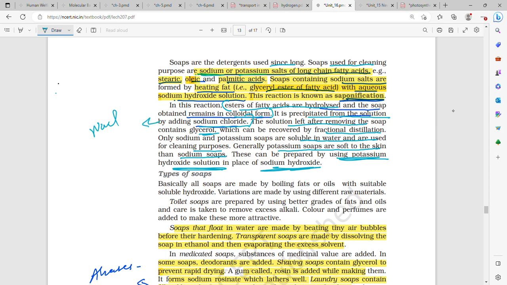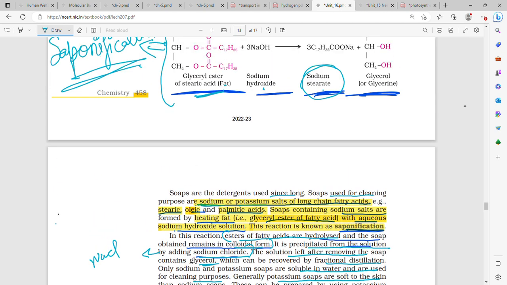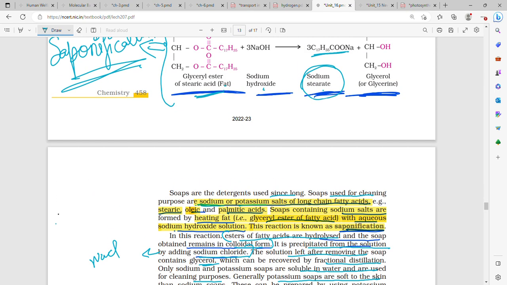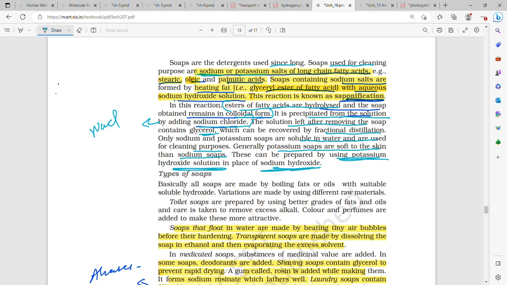Then after NaCl is added, the soap, that is sodium stearate, the sodium salt of fatty acid, which can be either stearic acid or palmitic acid or oleic acid. So long chain fatty acid, in this case this was glycerol ester of stearic acid, so we got sodium stearate. When this soap is removed, the solution that is left contains glycerol. And how do we obtain glycerol? We obtain glycerol by fractional distillation.